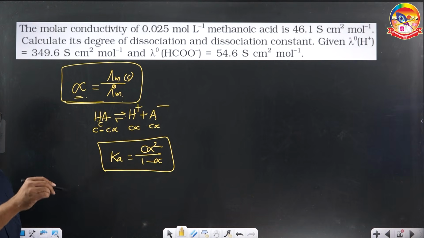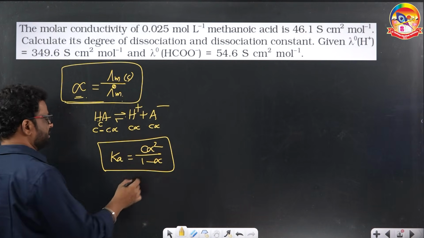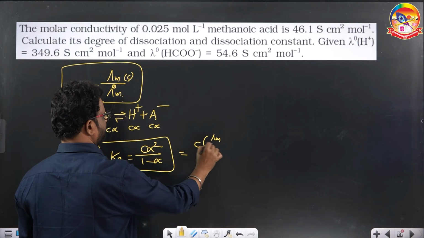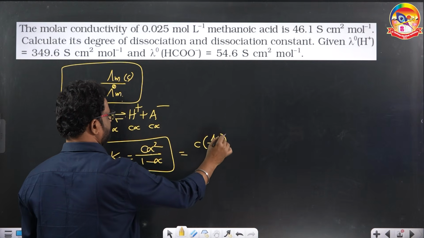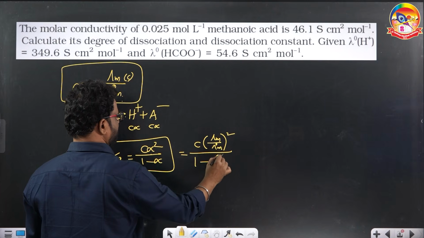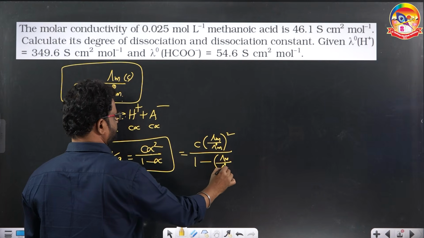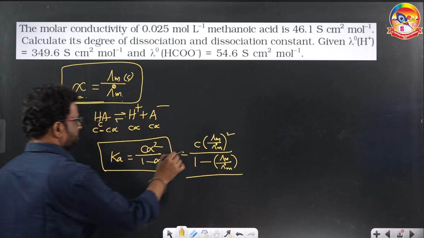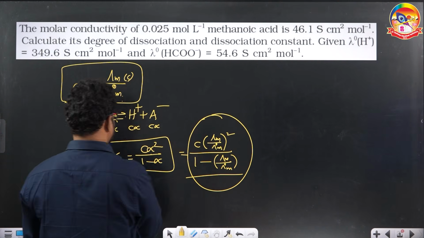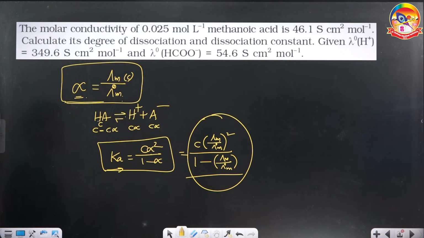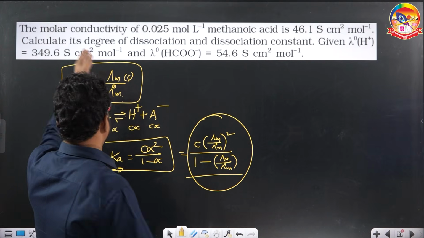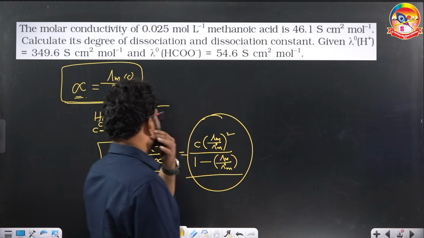For a weak base, Kb is equal to C alpha square by 1 minus alpha, and that means it is equal to C into lambda m by lambda naught m whole square by 1 minus lambda m by lambda naught m. So this is the expression to find dissociation constant for a weak electrolyte when lambda m and lambda naught m values are given. Now apply this to solve this problem.